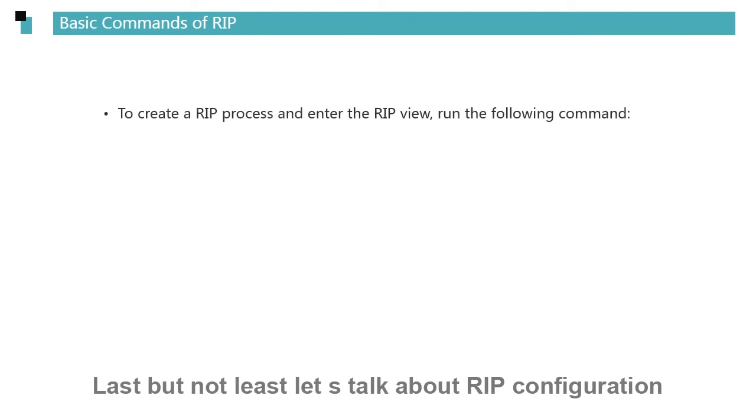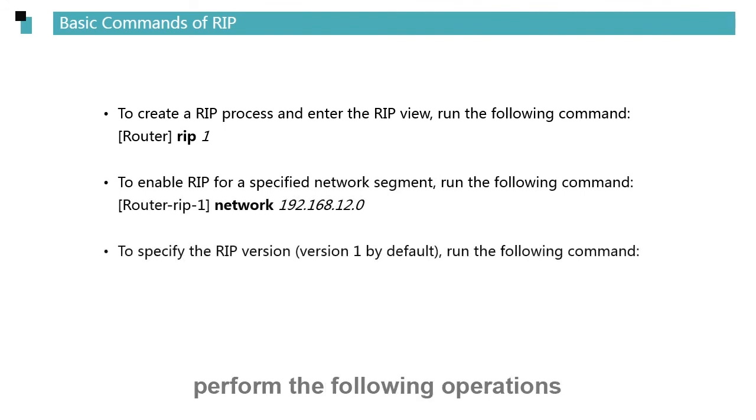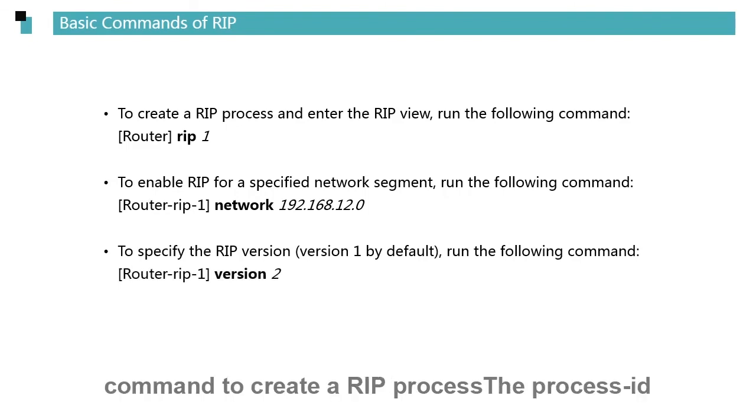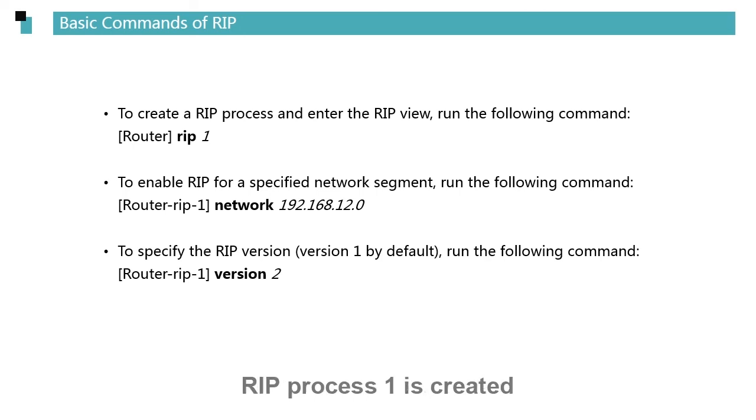Last but not least, let's talk about RIP configuration. To deploy RIP on the device, perform the following operations. First, run the rip process-id command to create a RIP process. The process ID parameter is optional. If no process ID is specified, RIP process 1 is created.